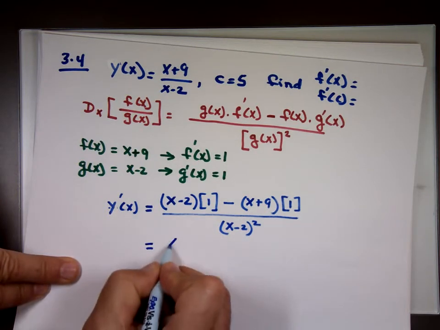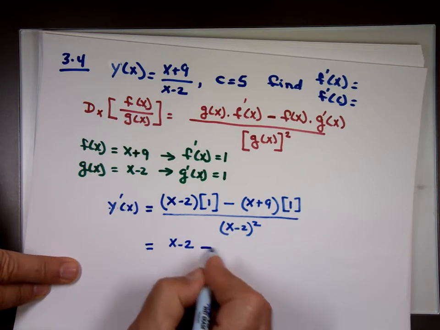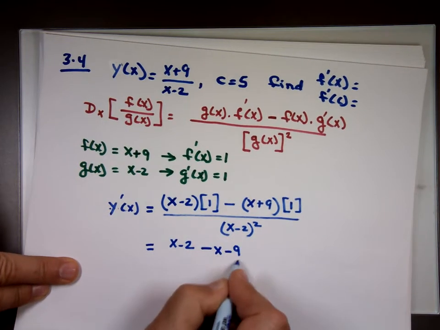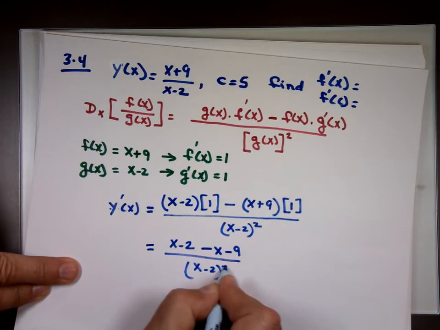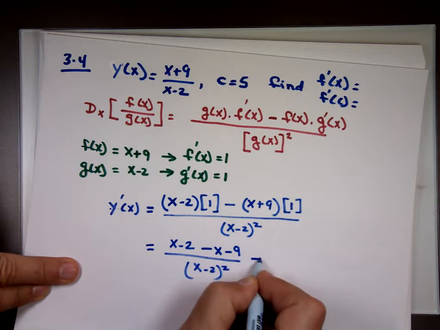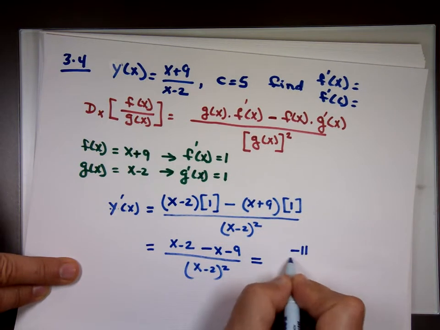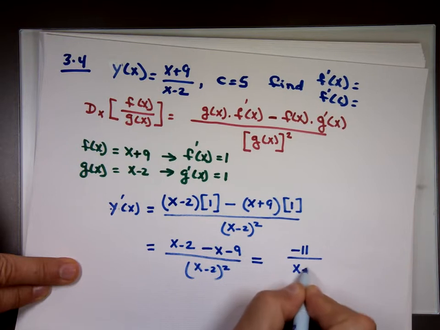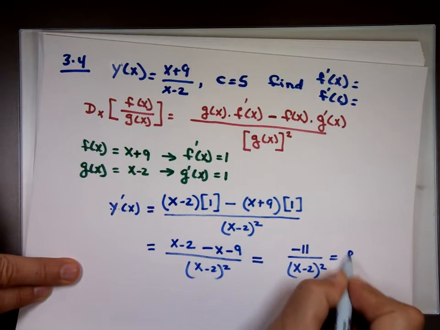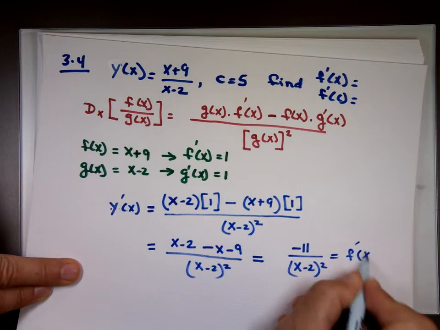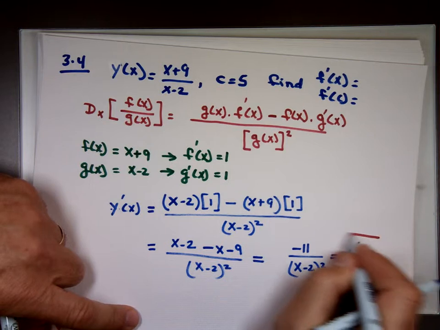Simplify that, that's x minus 2. This will be what? Minus x minus 9. And if you simplify the top, what are you going to have? Is it negative 11? And that's your f prime of x. So that's the first answer. What is f prime of x? It is right here. That's the derivative.